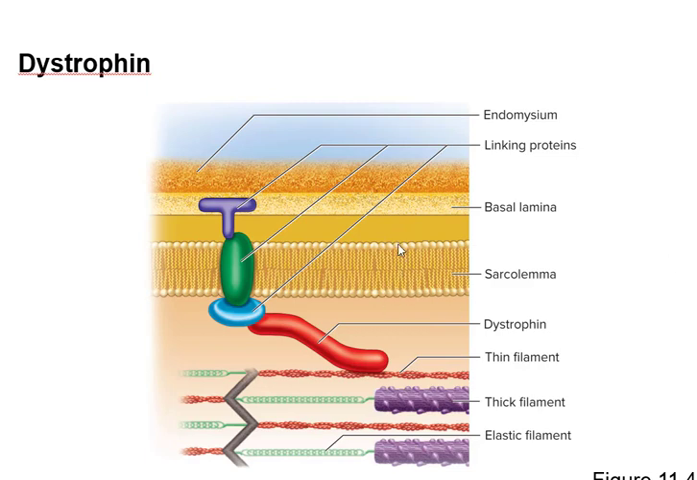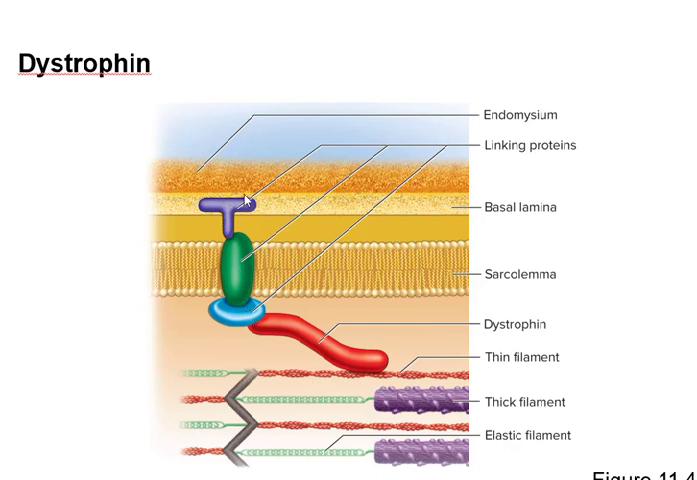So let's start right here. That should look familiar to you. You should see that and go, oh, that's a phospholipid bilayer. That must be the cell membrane. And indeed it is. It's the sarcolemma, which is the cell membrane for a muscle cell. And then outside you have the endomysium around there. It's the connective tissue that kind of holds the whole thing together.